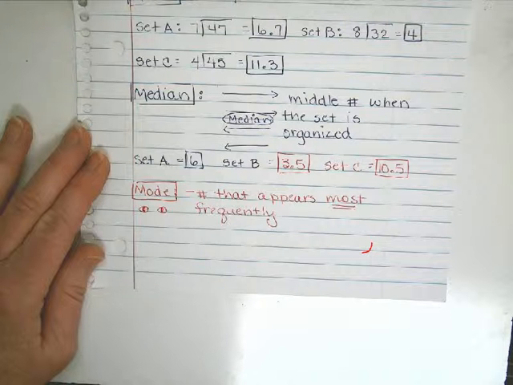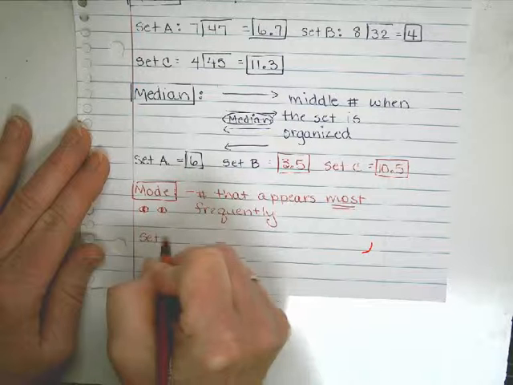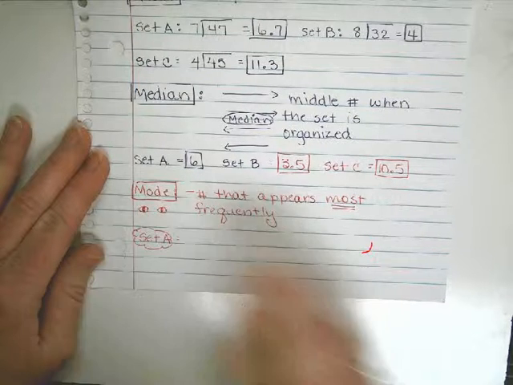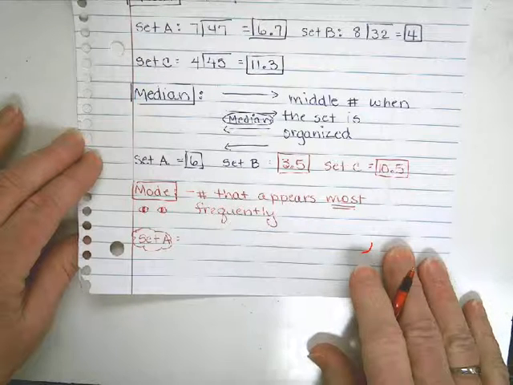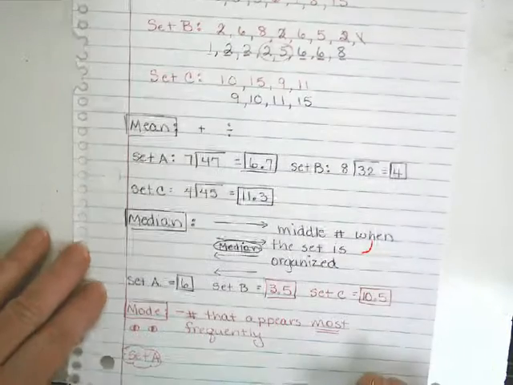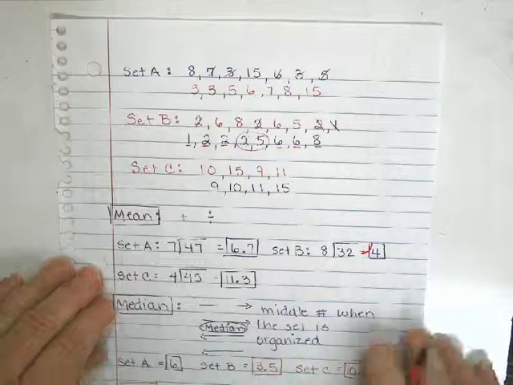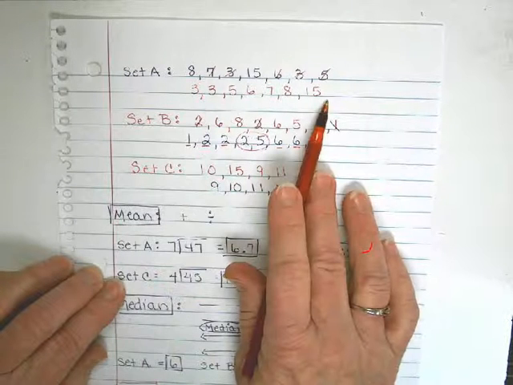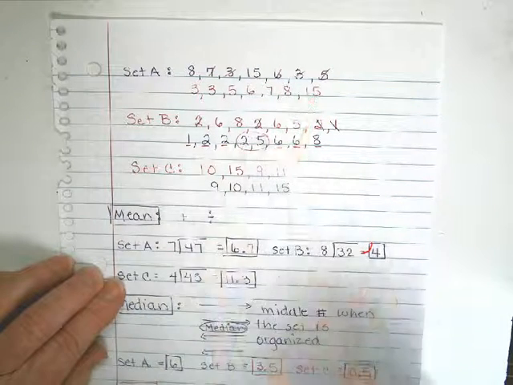So let's take a look at set A. How we doing? Got it? Okay, I'm looking at set A. Way up there. And again, look at the numbers that you have organized here. Oh, I see everything appears once except for 3. So your mode is 3 for set A.